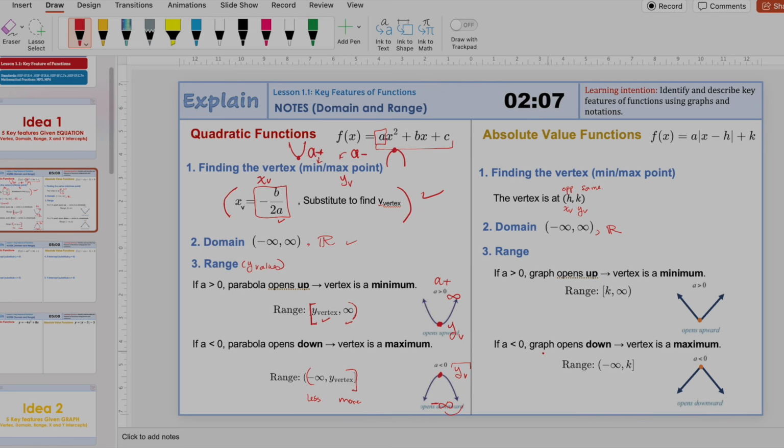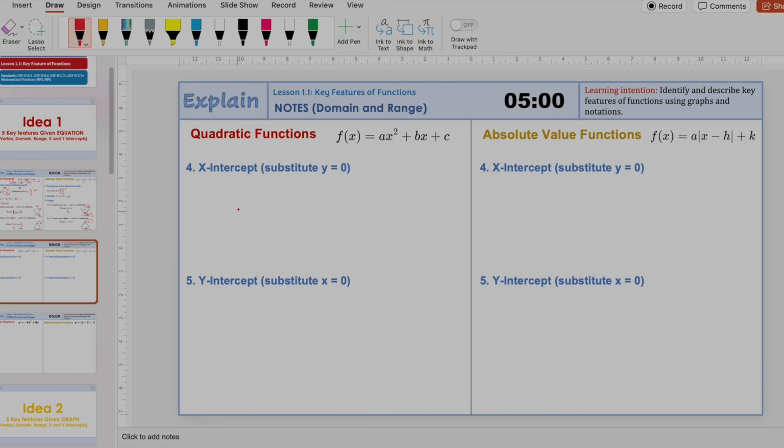Range, same thing works here. If your a, the sign before the absolute value, was positive, then it's open upward. So your range starts from the y of the vertex, which is the k, to infinity. Open, and always this is closed. If it was downward, then from negative infinity to the y of the vertex, which is your k. Open, closed. Tamam. Last 2 key features, the x and y intercepts.